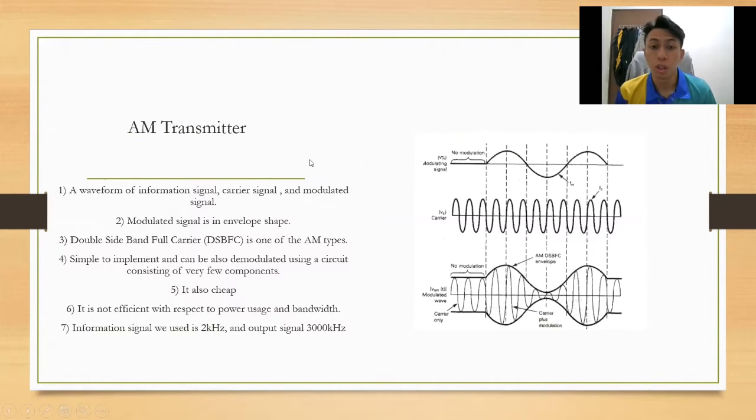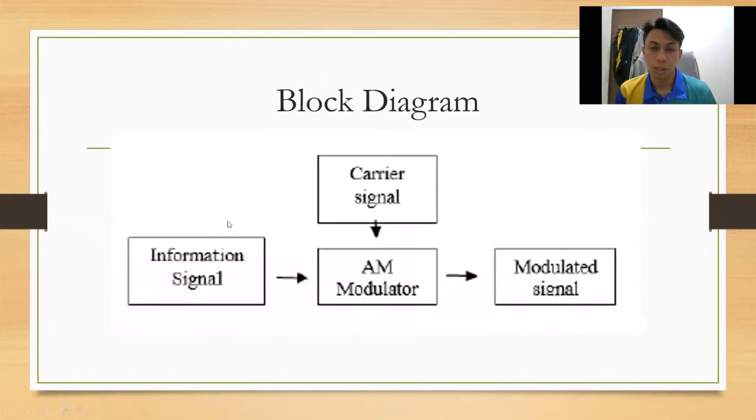In this project, we want to have a modulated output signal of 3000 kilohertz or 3 megahertz with an information signal of 2 kilohertz. This is our AM transmitter block diagram, a simple block diagram. This is our information signal as our data. This is the carrier signal. This is where the modulation process is held, and this is our output.